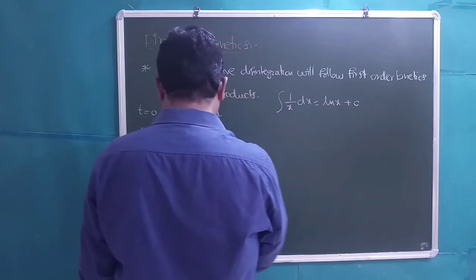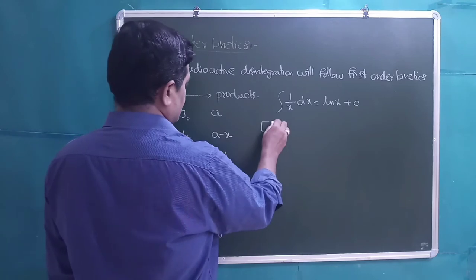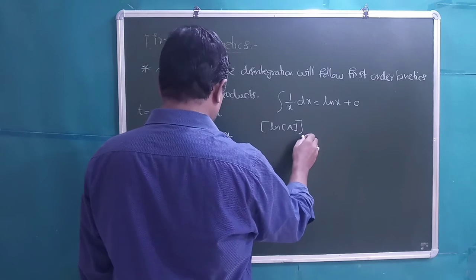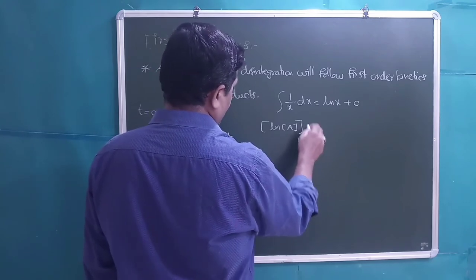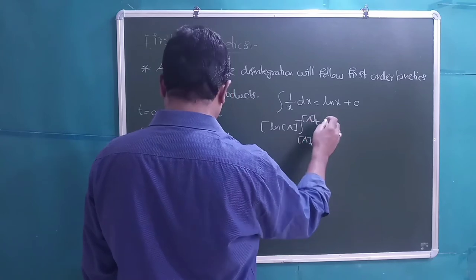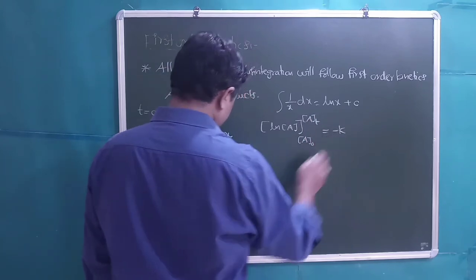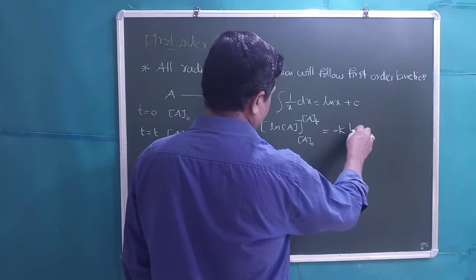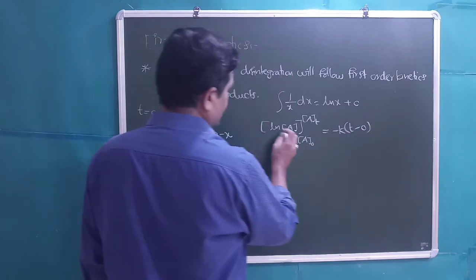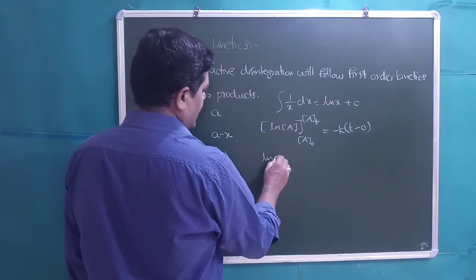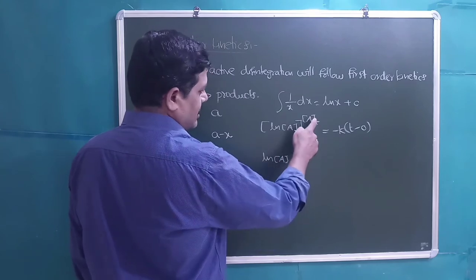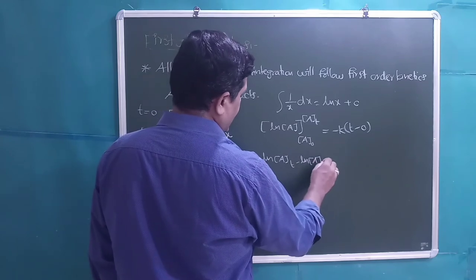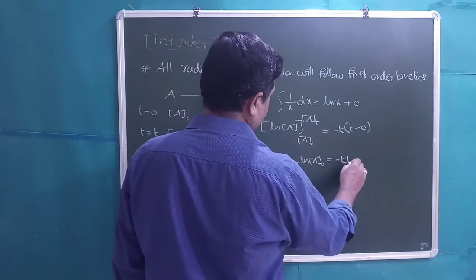By using this formula, we can write ln A between limits A0 and At is equal to minus K. The integral of dt is t, so by substituting the limits, t minus 0. This side we can write as ln A, substituting the upper limit first, ln At minus ln A0 is equal to minus Kt, right?